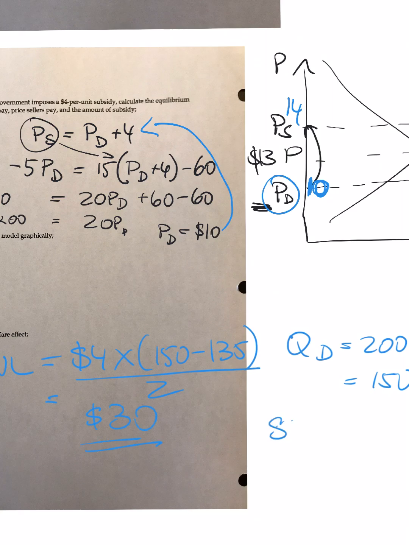Now, if we wanted to calculate how much this is going to cost the government in terms of the subsidy expense, how many units are we subsidizing in this market now? We're subsidizing 150 units at $4 each. So we have a subsidy that's costing the government $600.